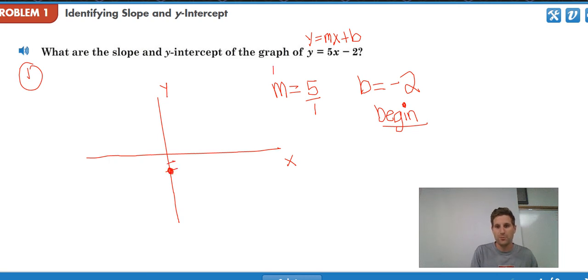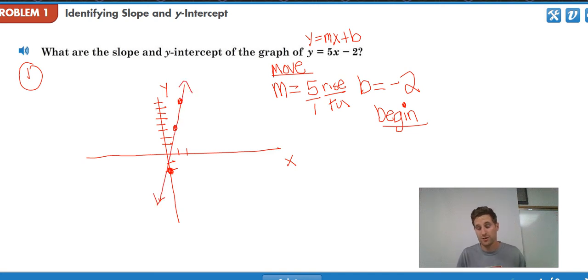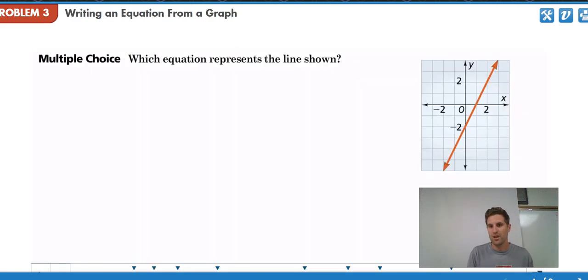The slope is our move. It tells me how to move. So I'm going to rise 5 units and run 1 unit: 1, 2, 3, 4, 5, and run 1. We do that again: 1, 2, 3, 4, 5, run 1. And there we go. We graphed using slope-intercept form. Very easy. We have a slope and we have a point, the y-intercept.